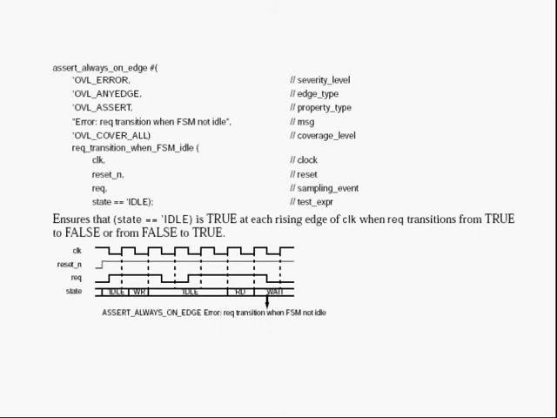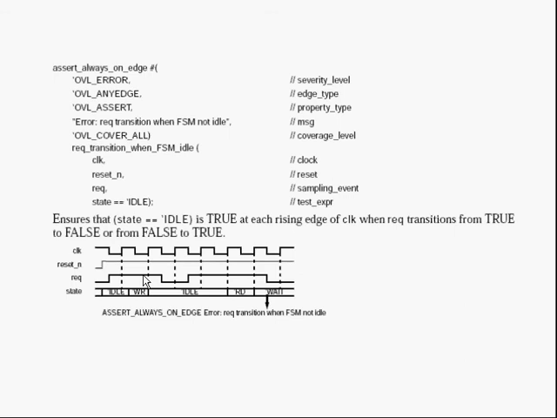This is the next example for assert always on edge. Here also we have used the same thing, but look at where the difference is coming. We are using the same test expression, same sampling event, clock, reset, and then cover all error, any assert error. Here the change is in edge: any edge. Any edge means it may be either the falling edge of the request or the rising edge of the request, right?